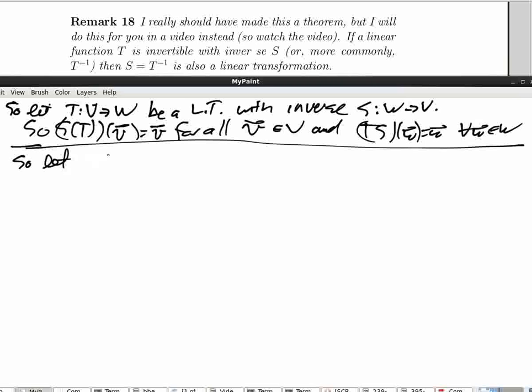And I'm going to do that by letting W and X belong to W, and K be a scalar. So what am I going to do? I'm going to show that S of W plus X equals S of W plus S of X. I'm going to show that S of K times W equals K times S of W. But I just need to set some things up first.